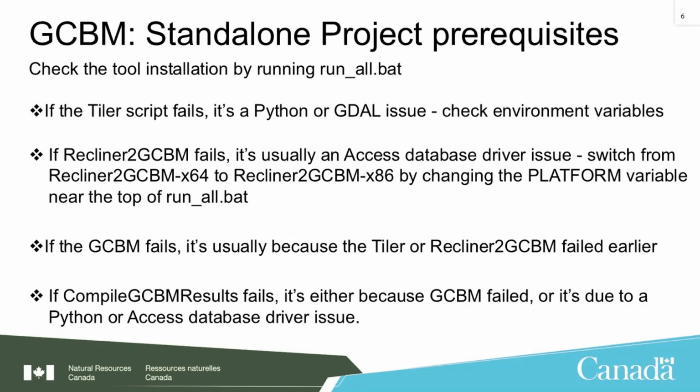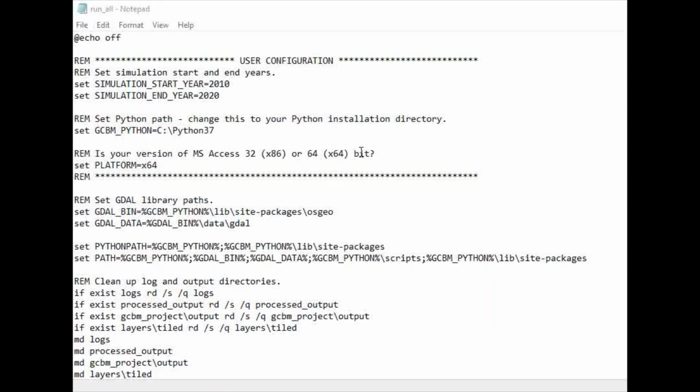run_all.bat file. Displayed here is what the file looks like. At the top are some configuration lines. Here you can see the platform variable that refers to the Microsoft Access driver version, and the user can try changing the version and saving the file.